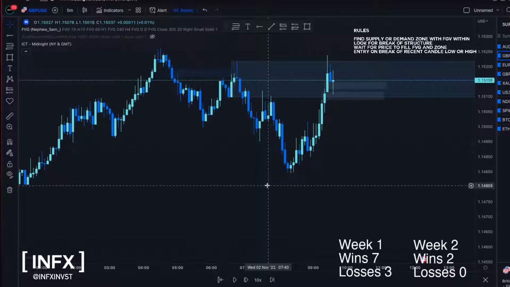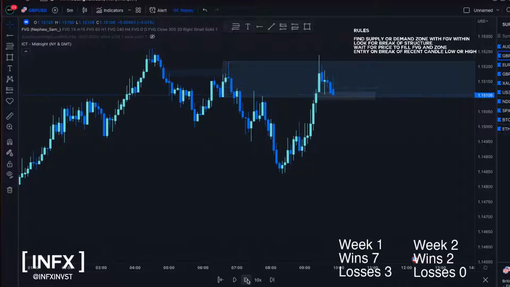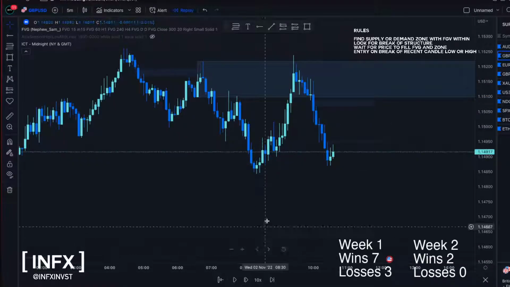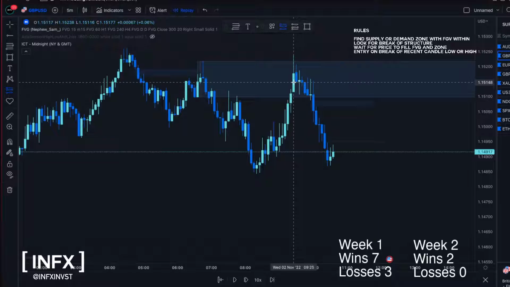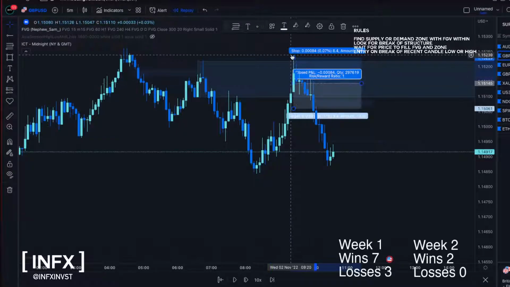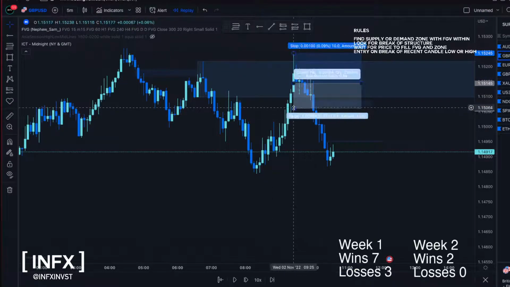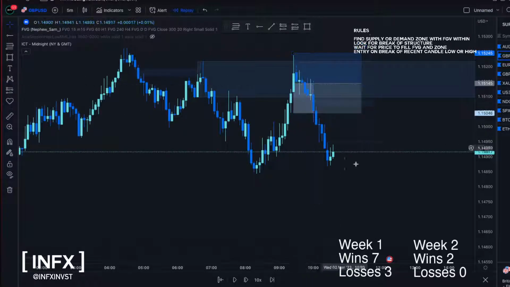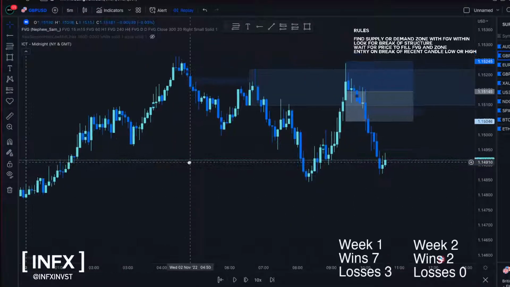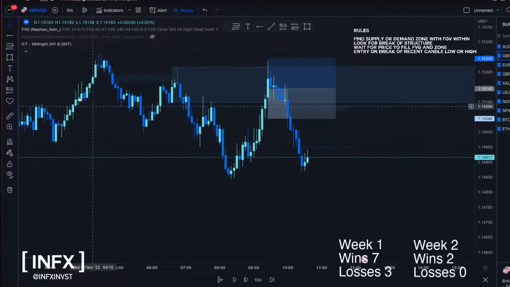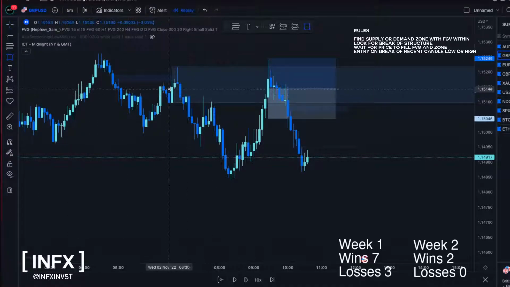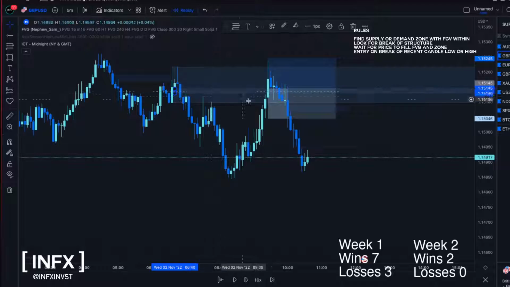I don't really like the look of this, so I'm not going to take it. Should have taken it. Look at that, beautiful. So we've got a break of a candle low here, stop loss above here, a 10 pip stop, would have been perfect. Just seemed a little bit too messy for me, although we had our perfect setup. This supply zone was a little messy. It wasn't as extreme as I would have liked, but we do have our FVG here, which we filled.